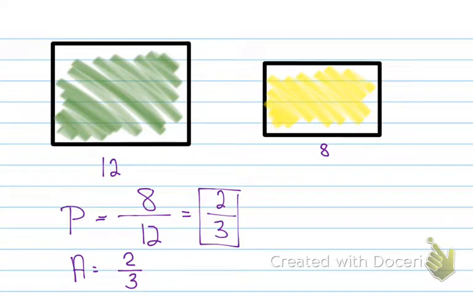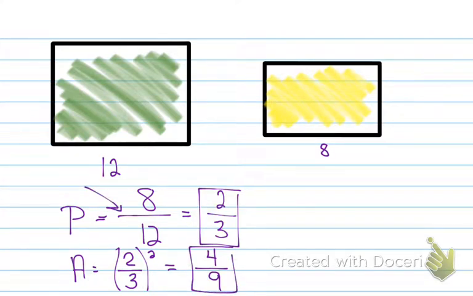Okay, now for the area, I take my perimeter 2/3, and what do I do? What do I do, guys? Just tell me. I need to square it. Square the entire thing. Okay, so now it becomes 4 over 9. Some of you might have squared the initial one, 64 over 144, but then you have to reduce it. Just keep that in mind. You want these in simplest form. So for perimeter, I just write the fraction, and then for area, I square it. Any questions on that?